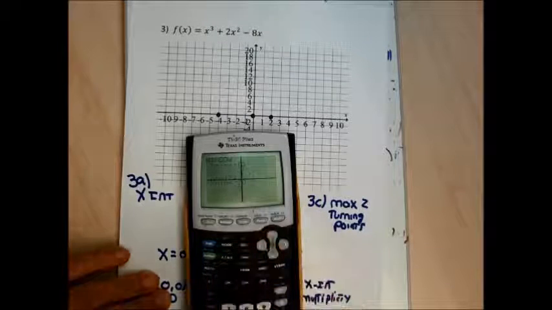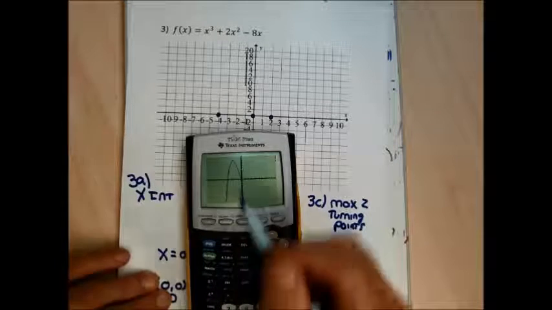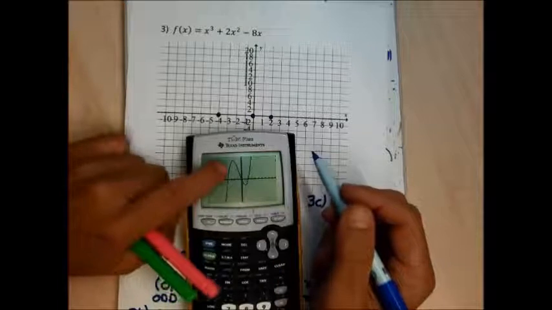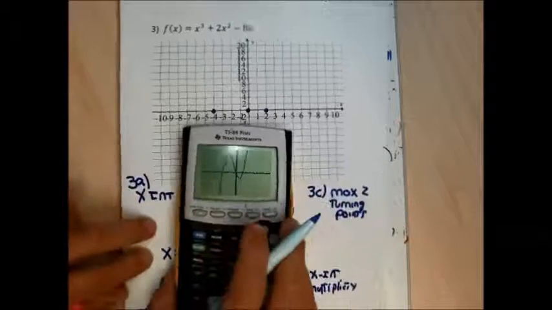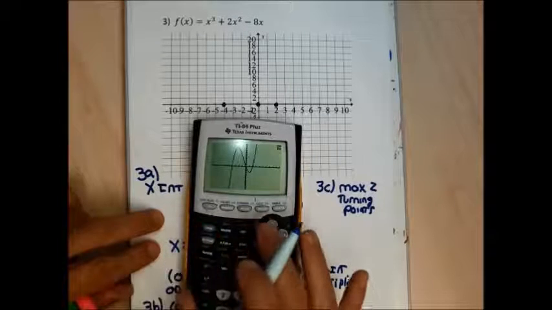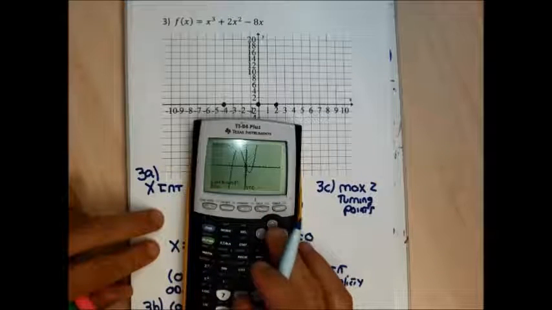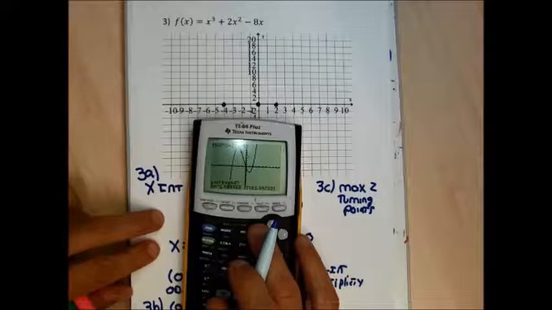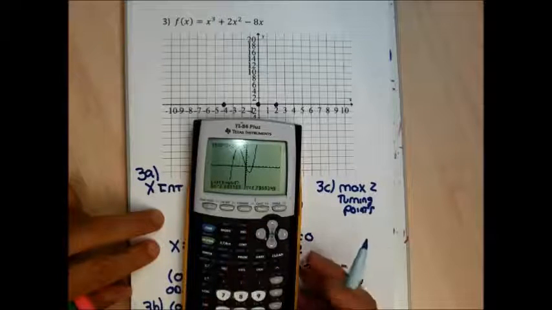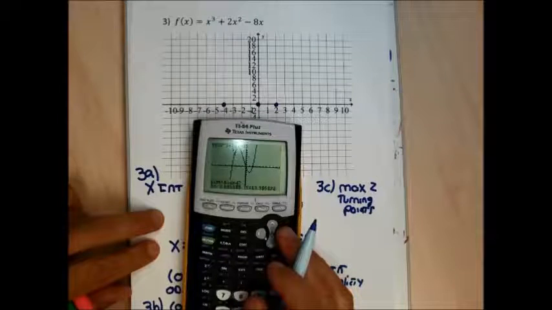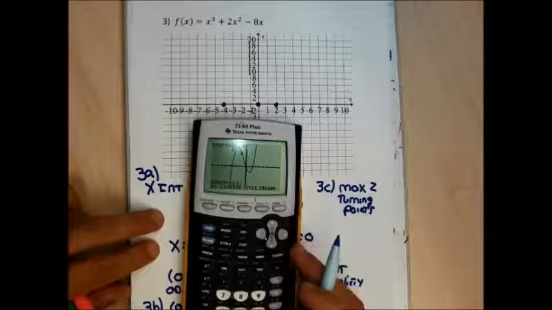When I hit graph, I should be able to see the turning points. I see 2 turning points. That turning point's a maximum point. I'm going to find that turning point by hitting second and trace, going down to option 4 that says maximum. Get my cursor to the left of the maximum point. Hit enter. Trace around, get my cursor to the right of the maximum point, hit enter.